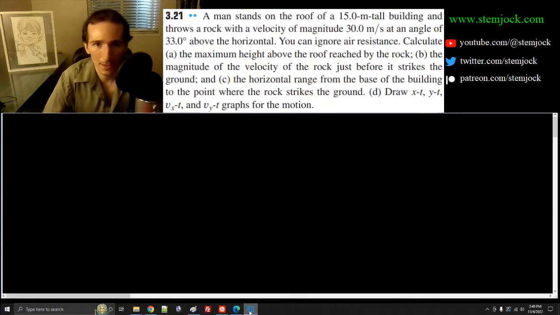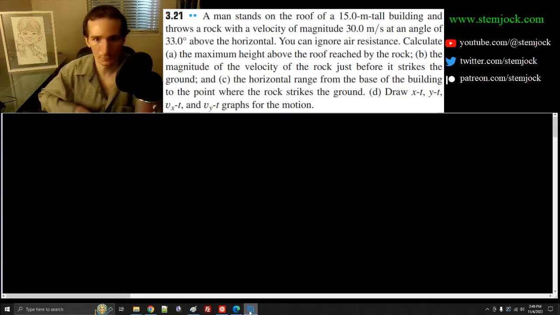So, a man stands on the roof of a 15-meter tall building and throws a rock with a velocity of magnitude 30 meters per second at an angle of 33 degrees above the horizontal. You can ignore air resistance. Calculate A, the maximum height above the roof reached by the rock. B, the magnitude of the velocity of the rock just before it strikes the ground. And C, the horizontal range from the base of the building to the point where the rock strikes the ground. And D, draw a bunch of graphs. Okay.